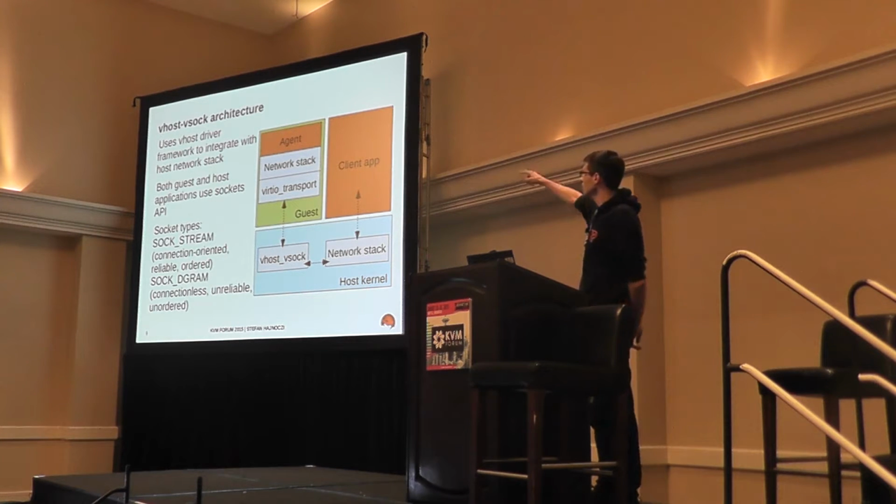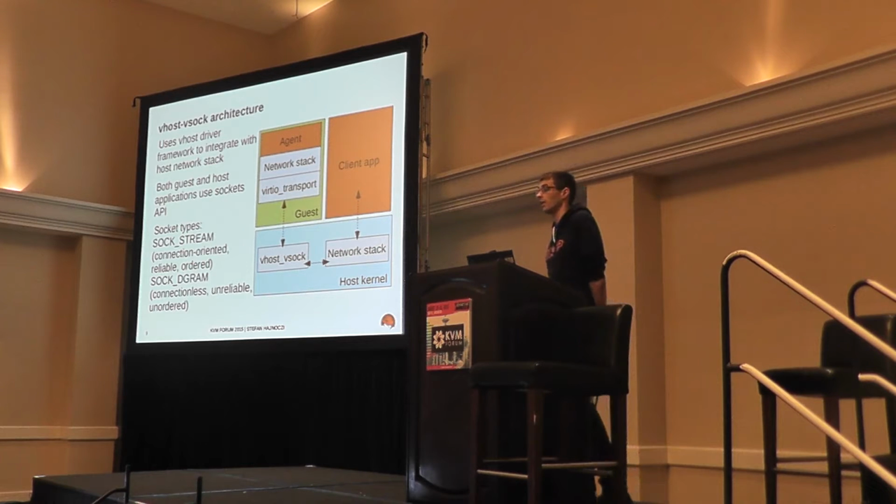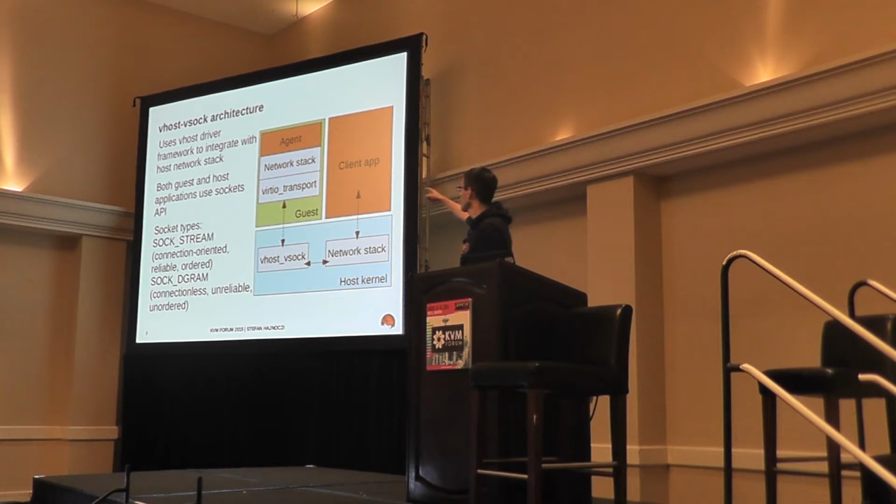Okay, so inside the guest, there is just a guest driver, the virtio transport. And that connects to the vsock code, and both the guest agent in this diagram and the client app on the host just use socket syscalls. So if they want to talk to each other, they can just create a socket. One of them listens, the other one connects.